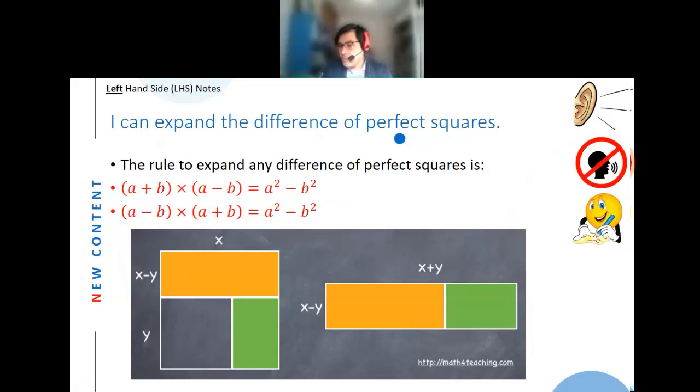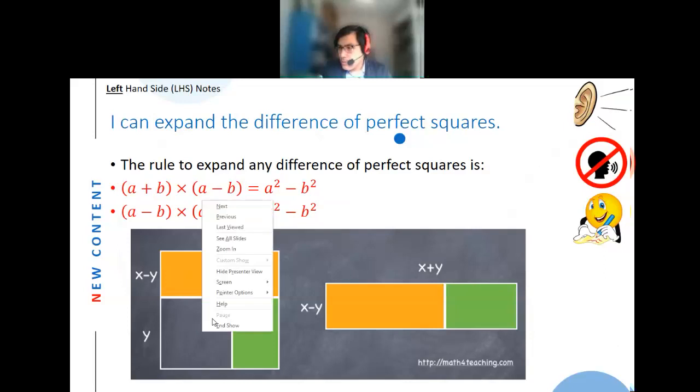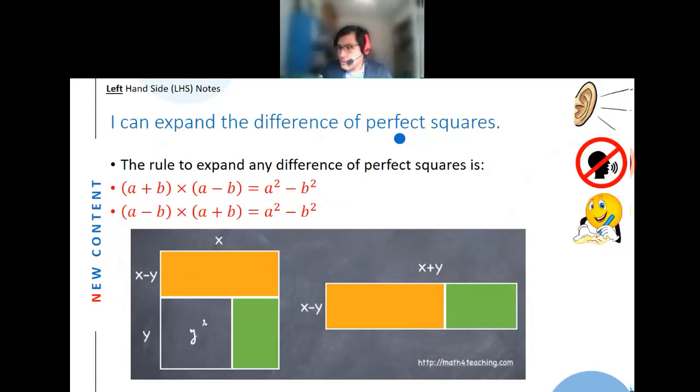Let me write on here. So the big square would have an area of x squared, and the smaller square would have an area of y squared. So if you subtract them, you would get this yellow bit here and also the green bit here. So what is the yellow bit and the green bit?